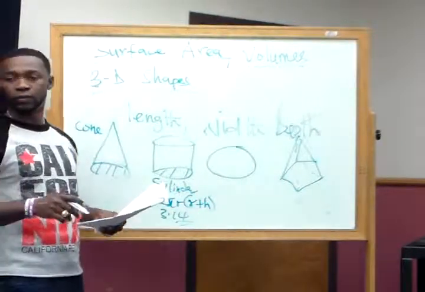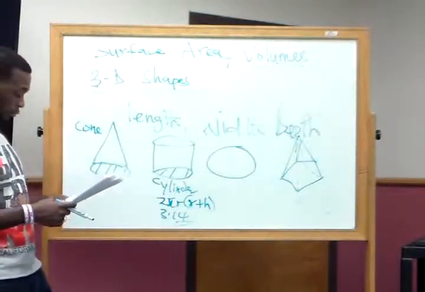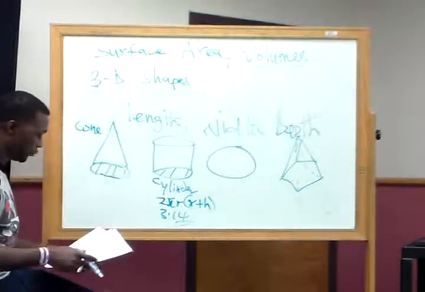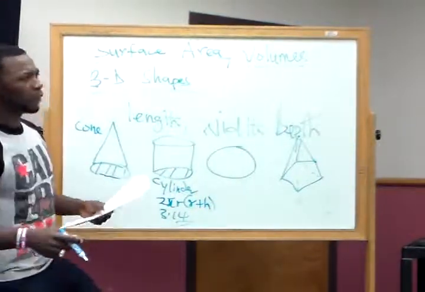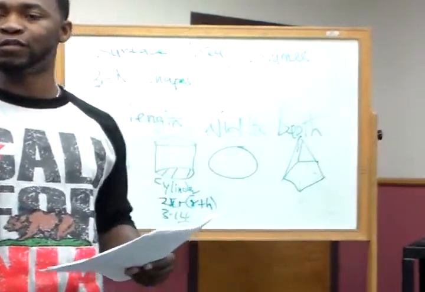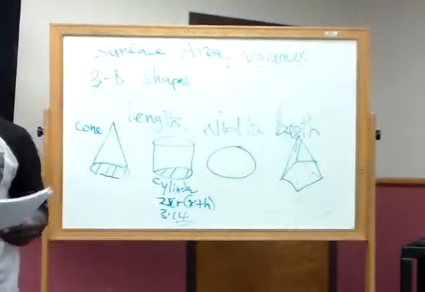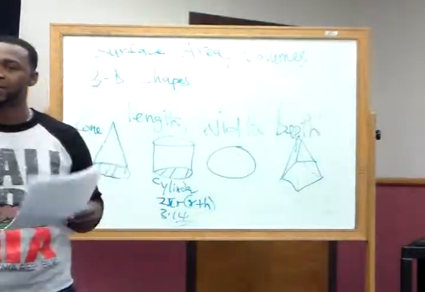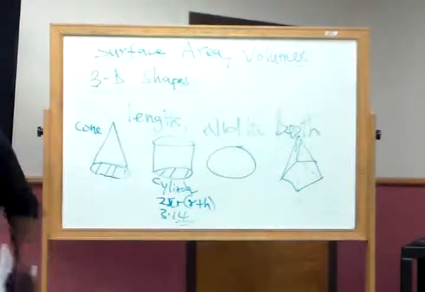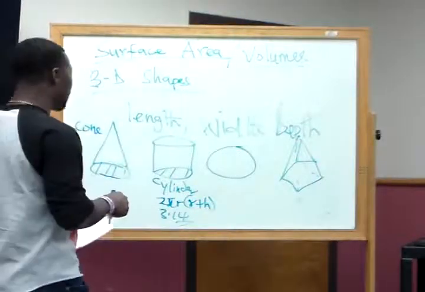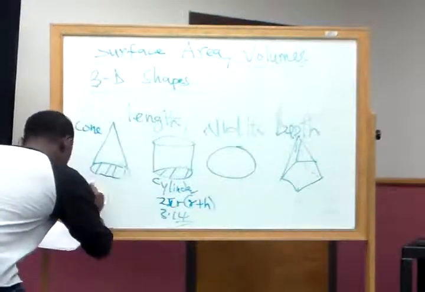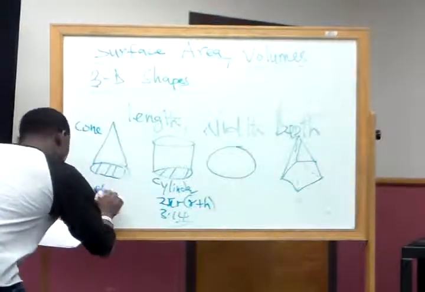Yes? For the cone, is it 4 pi r squared? Not quite right, but good try. Look down the formula chart. It's supposed to say something like pi something. Yes? Is it pi r times r plus l? Great job. It's pi r times r plus l.